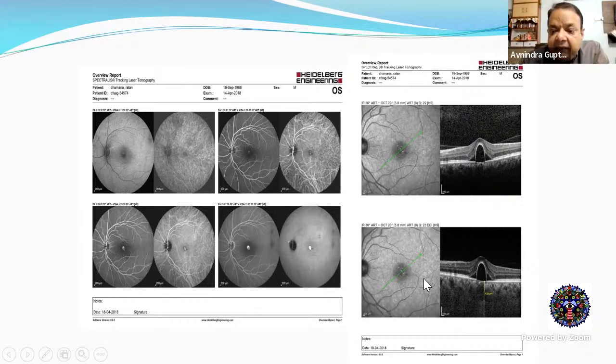But interestingly, if you do an EDI OCT here, you can see there is a very thick choroid. The thickness of the choroid is somewhere around 402, and there is a large pachy vessel just beneath this pigment epithelial detachment, causing dysfunction of this retinal pigment epithelium, leading to the pigment epithelial detachment and a CNV formation over a period of time.